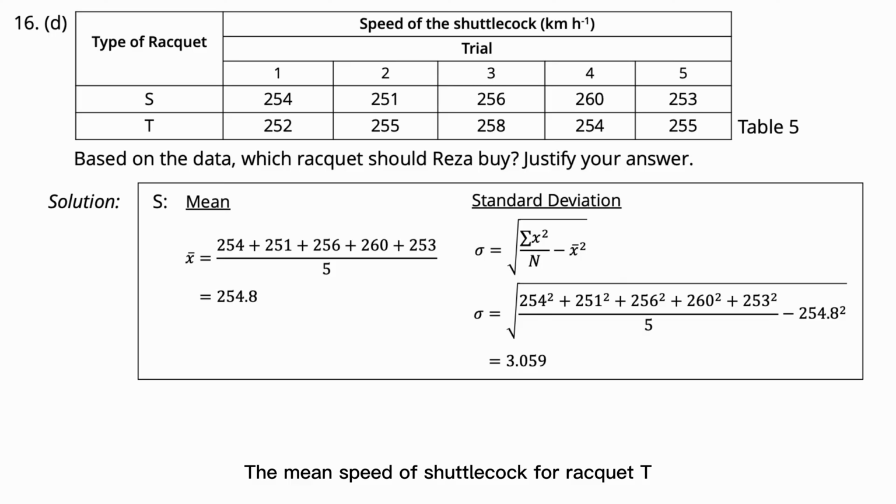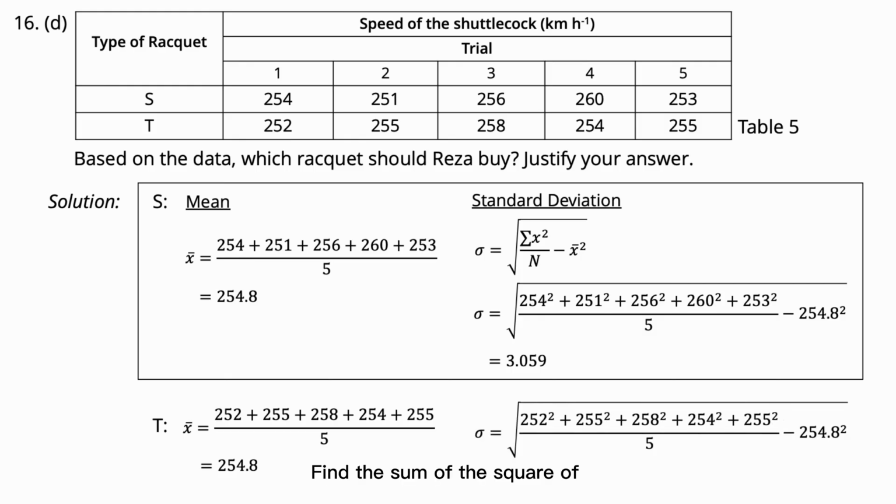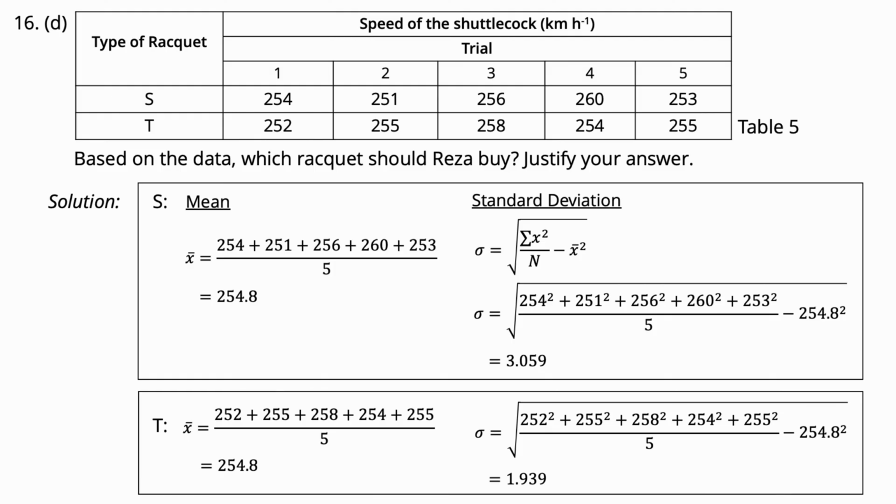The mean speed of shuttlecock for racket T, the sum of 252, 255, 258, 254, and 255, then divided by 5 equals 254.8. And the standard deviation, substitute all the data T into the formula, sigma equals square root of variance. Find the sum of the squares of 252, 255, 258, 254, and 255, then divided by 5 minus the mean square, the square of 254.8. The standard deviation for racket T is 1.939.